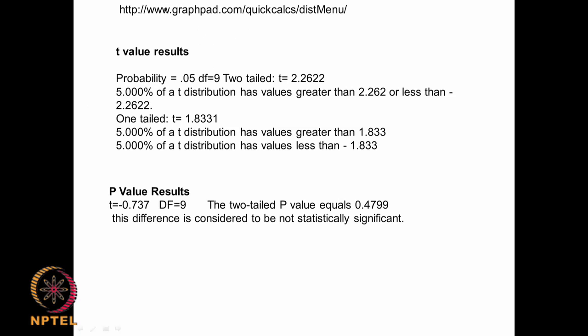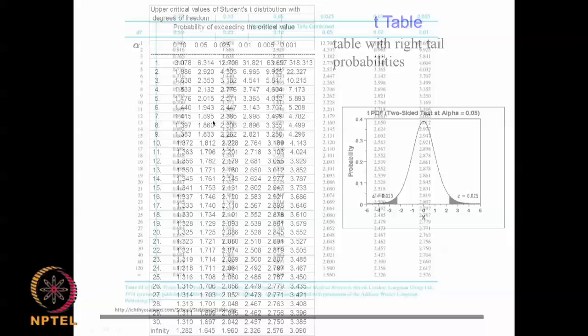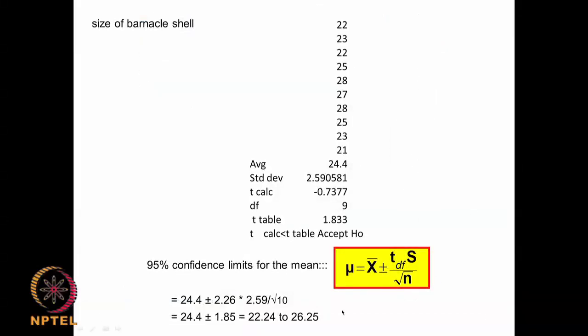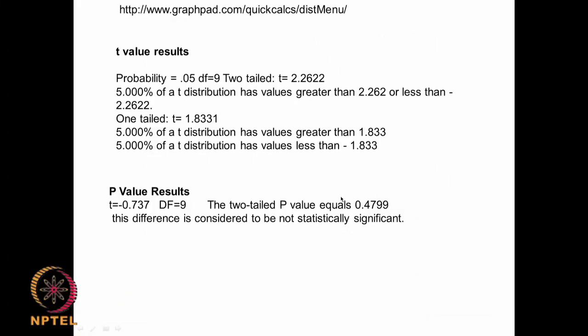Now, we can also use the particular software which I mentioned, the GraphPad software, which can also calculate the t value given the probability value. You can see for a one tail it is 1.833. So, you compare with the t which you calculated, which is minus 0.737. So, there is no reason for you to reject the null hypothesis.